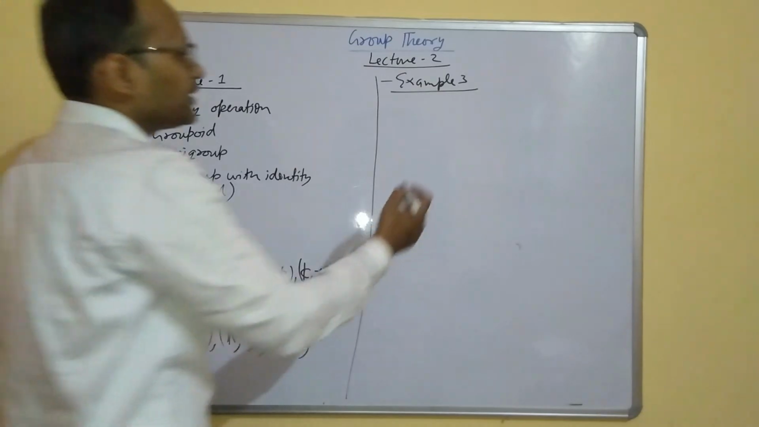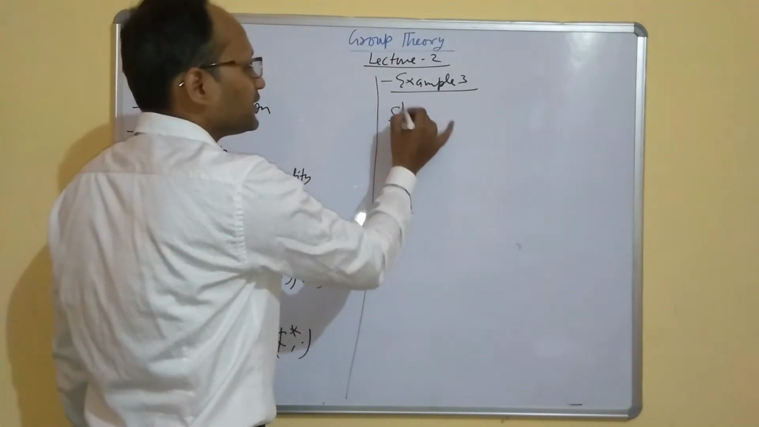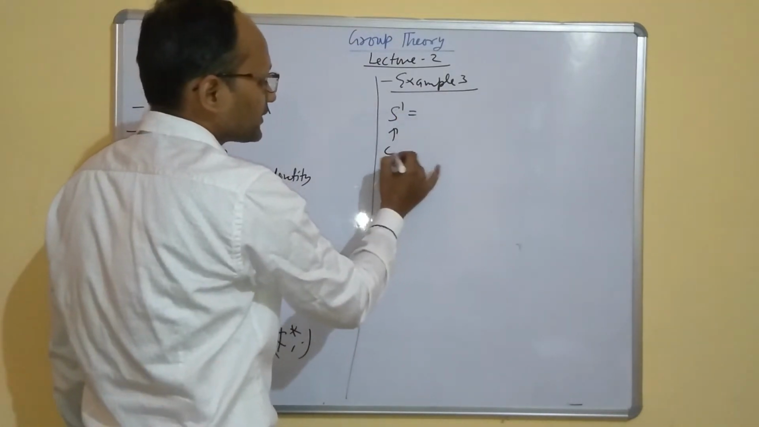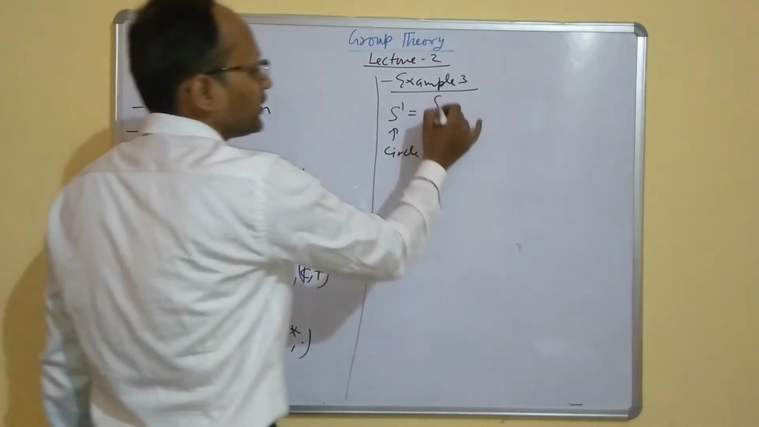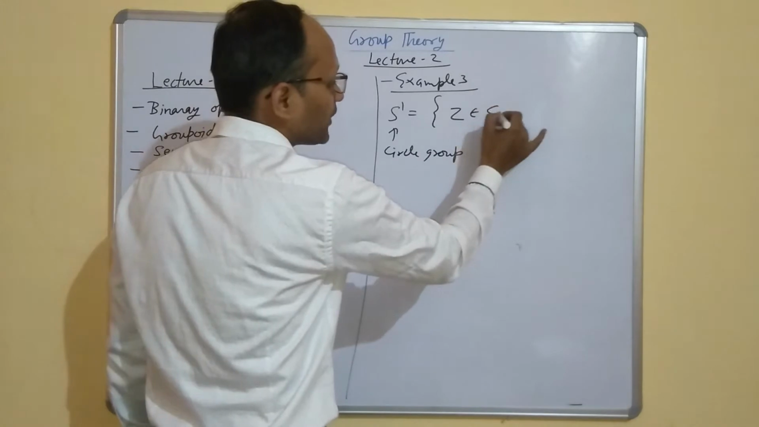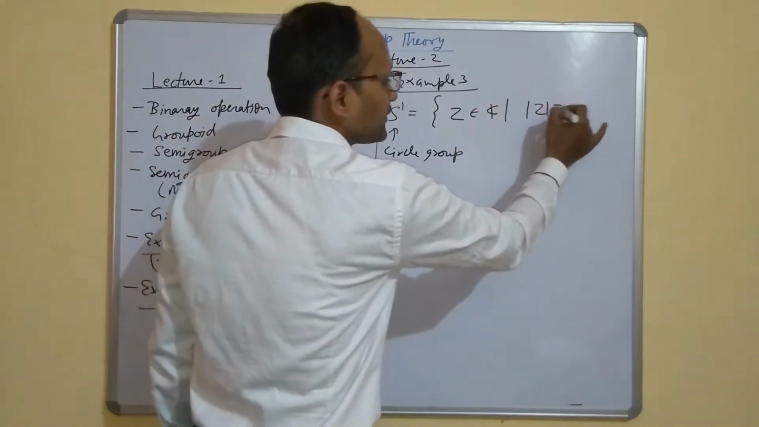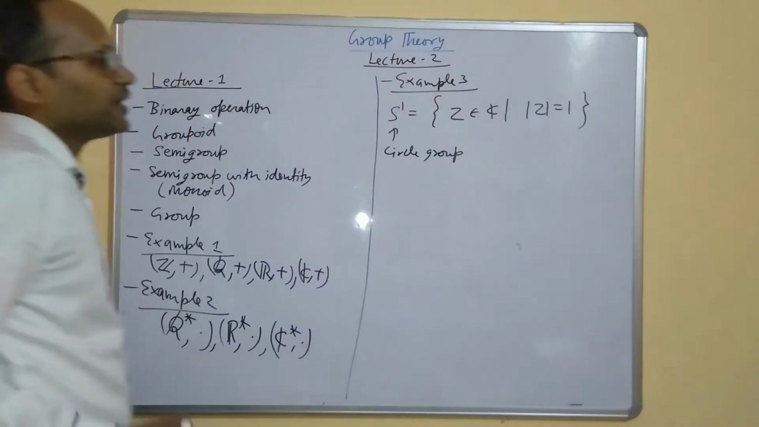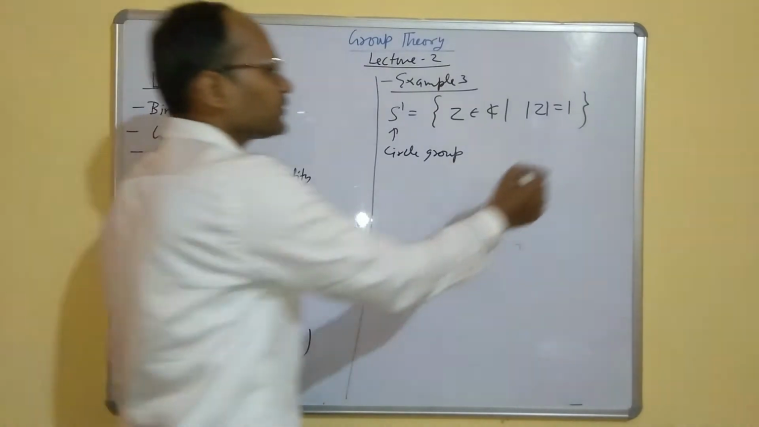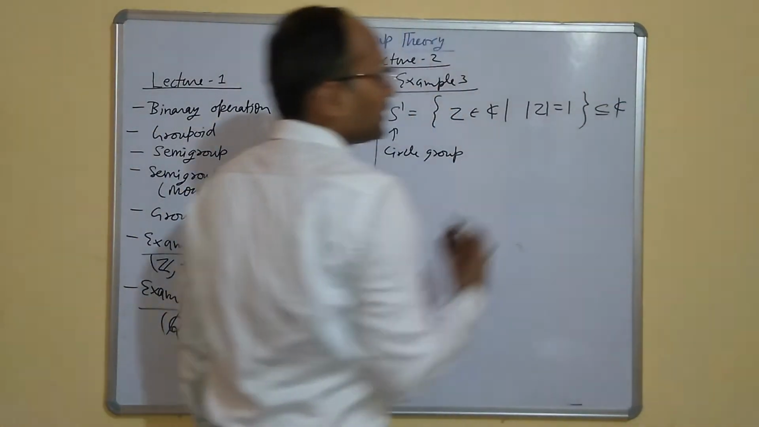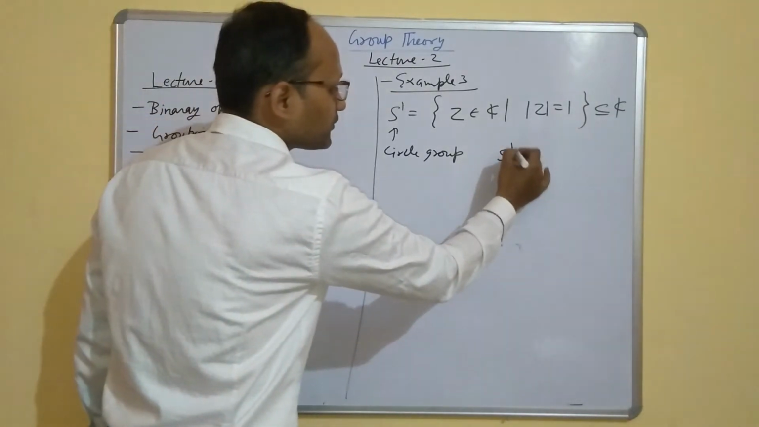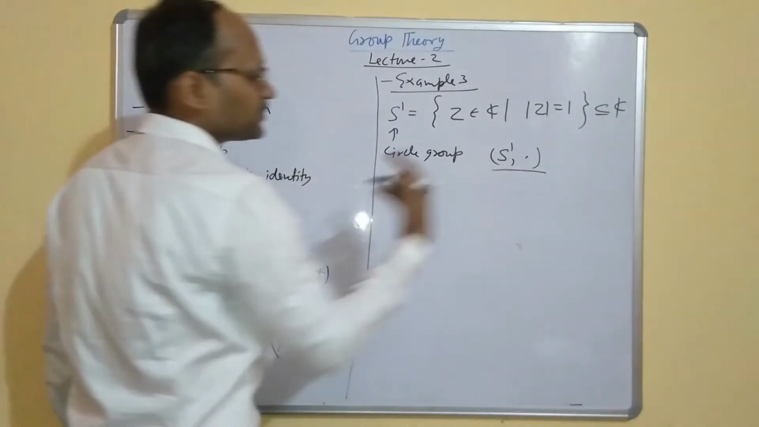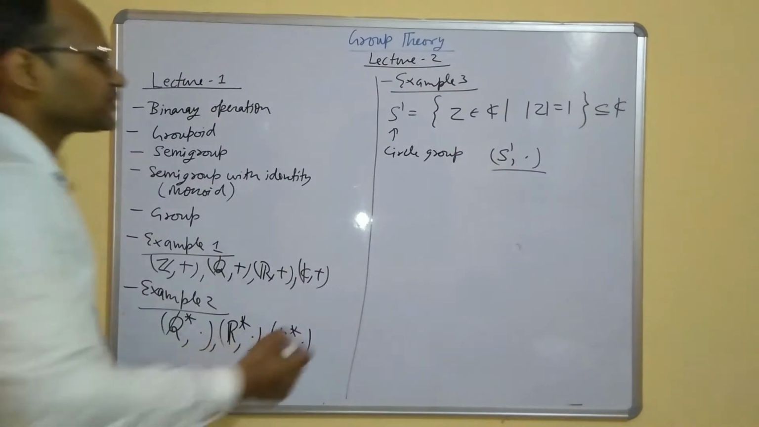And then in example 3, we defined one circle group, that is called the circle group, and this is the set of those complex numbers such that mod z equal to 1. And this is again a subset of the set of complex numbers C, and this is a group with respect to multiplication of complex numbers. So S1 with respect to dot of complex numbers is a group. This is what we have done.